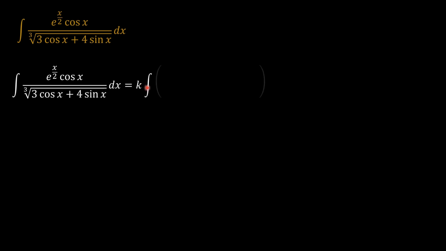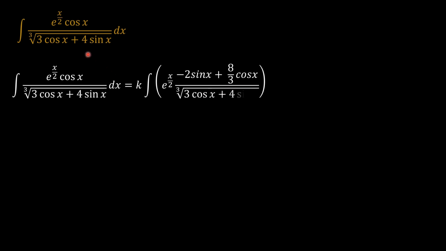So it's a product of the function 3 cosine x plus 4 sine x to the power 2 over 3 and e to the power x over 2. And one thing that obviously needs to be figured out is the constant. It's the constant k that needs to be figured out, so that when you consider the derivative of the product of this to the power 2 over 3 and this, it should be okay.